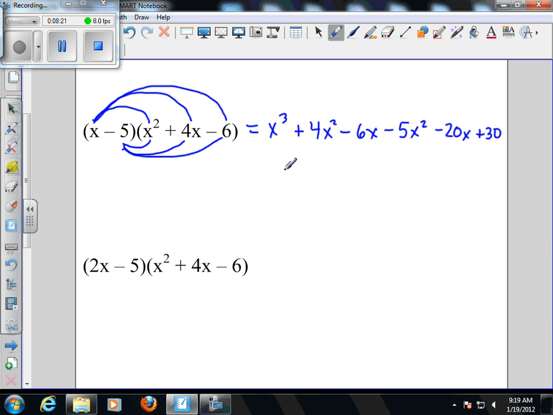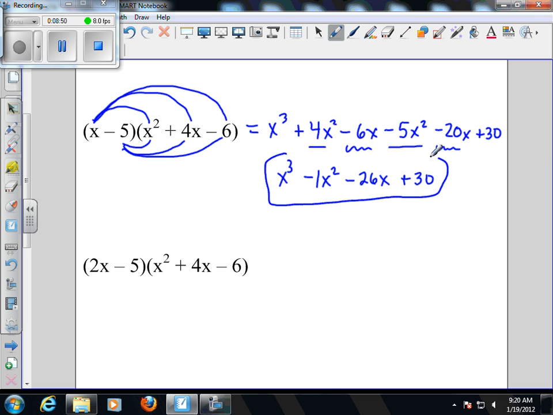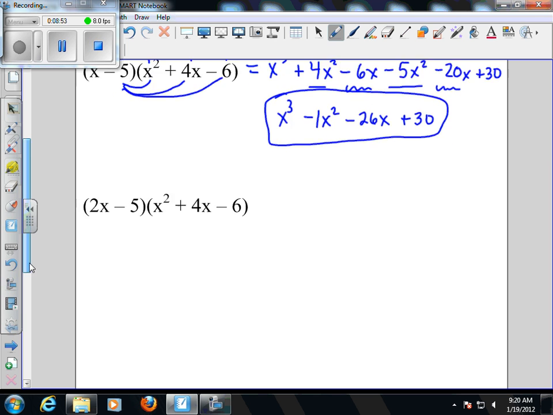Go ahead and combine your like terms, which we've got 4x squared minus 5x squared. That gives us negative 1x squared, or just negative x squared. We have negative 6x minus 20x. That gives us negative 26x. Bring down the rest of the terms that we can't combine, and we get x cubed minus 1x squared minus 26x plus 30. Try it again with this problem.